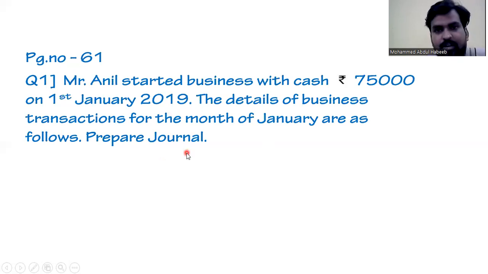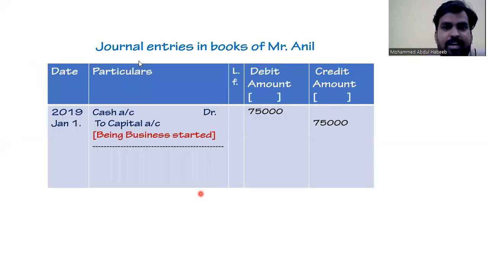Prepare journal. So in this video, we'll be discussing each and every transaction individually. Then at the end of the video, we'll see how our solution should appear. So here is the solution. First, the heading will be taken as journal entries in books of Mr. Anil, and the format for journal entries is date, particulars, LF, which stands for ledger folio, debit amount rupees, credit amount rupees. He has started the business on 2019 January 1st.